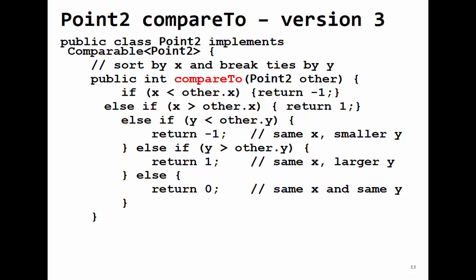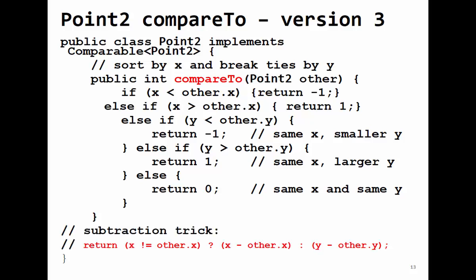Okay. So remember this: compareTo allows you to implement only one criterion to compare your objects. You cannot do two criteria or three criteria. You have to pick one criterion and implement it inside compareTo.